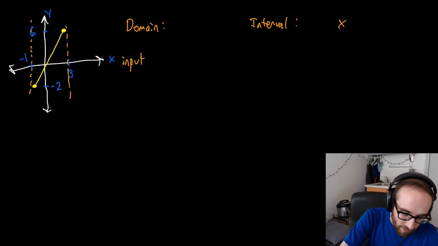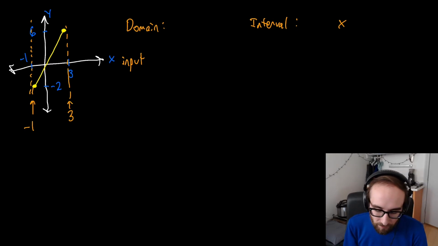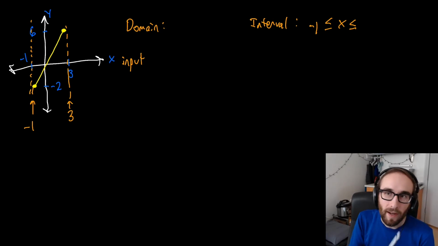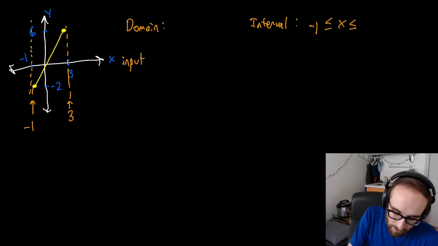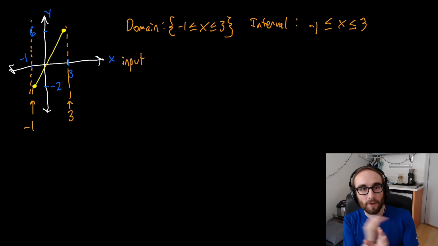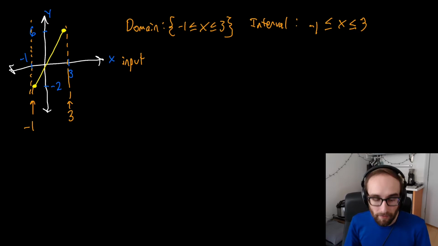So as you can see, the smallest number we reach is -1, and the largest number we reach is 3. So for our interval here, we have x greater than or equal to -1. And then on the right, I'm saying x is less than or equal to 3. So -1 less than or equal to x, which is less than or equal to 3. So that's our interval. In other words, the set of x values that we could input into this graph.